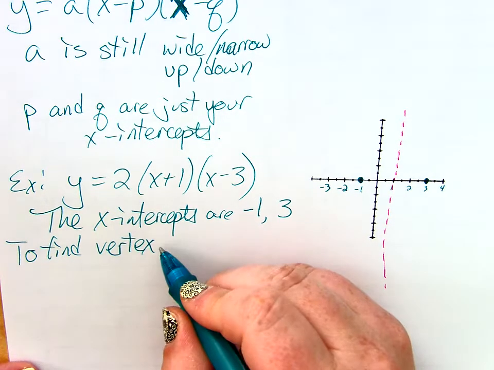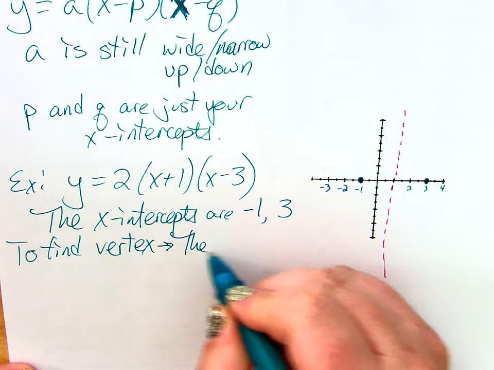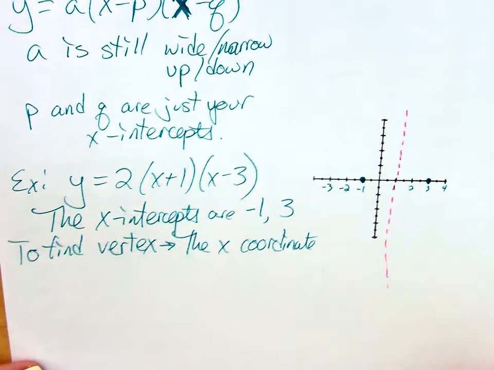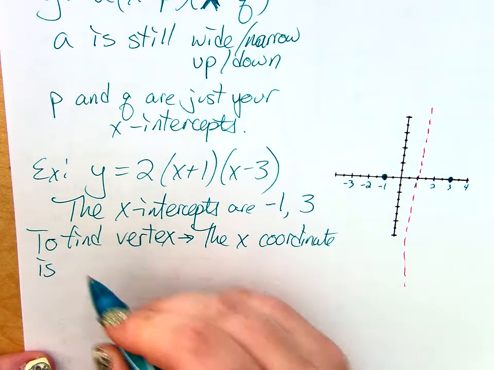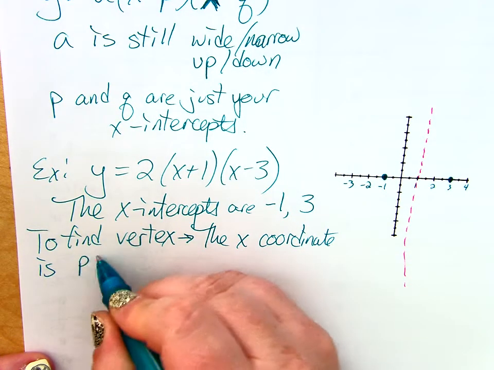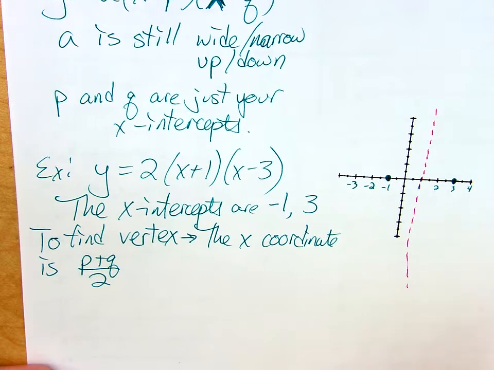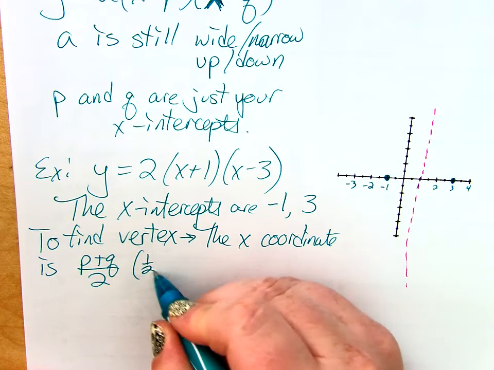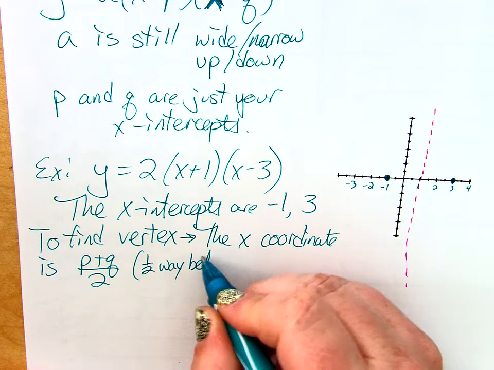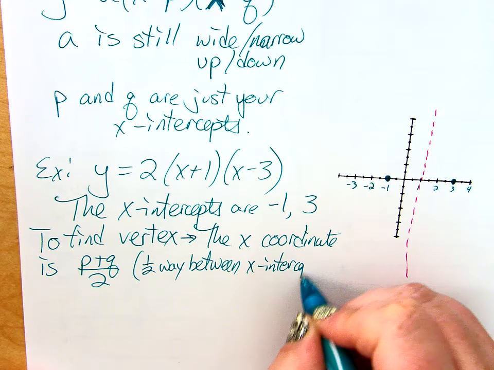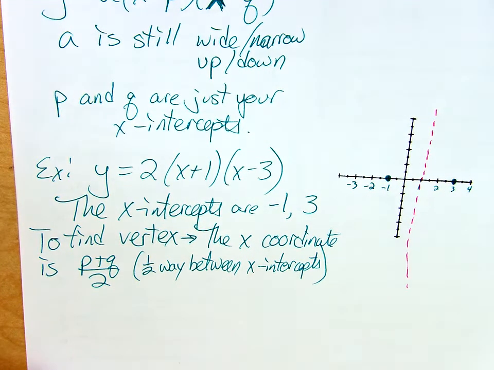To find the vertex, the x-coordinate is, you can just add P and Q together and divide it by 2. Or halfway in between P and Q, your two x-intercepts. However you want to think about it, doesn't really matter. But that's what you're doing, okay? So in fact, I'll even say halfway between x-intercepts. So that's the x-coordinate of your vertex.